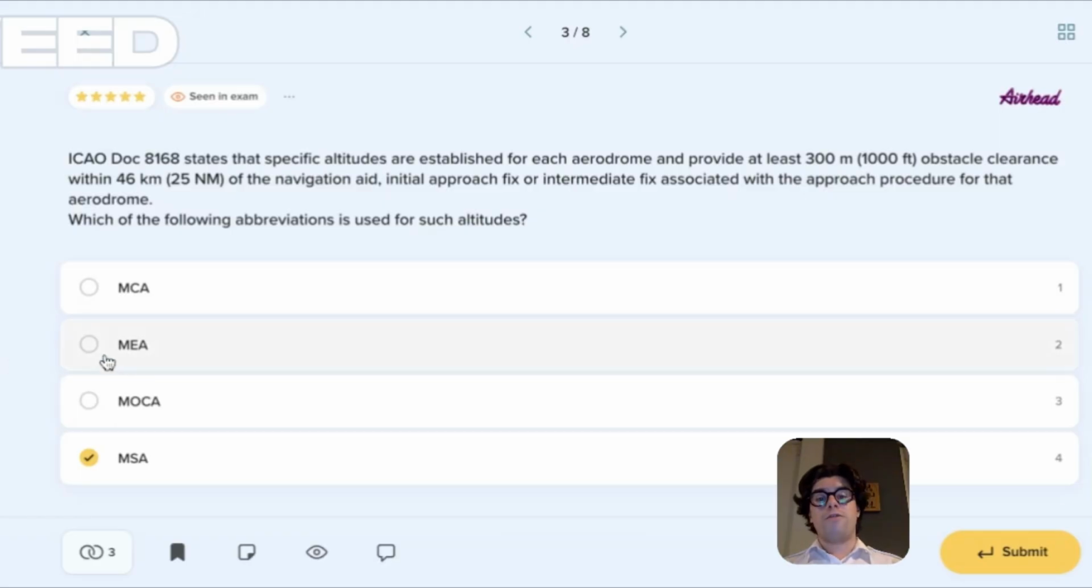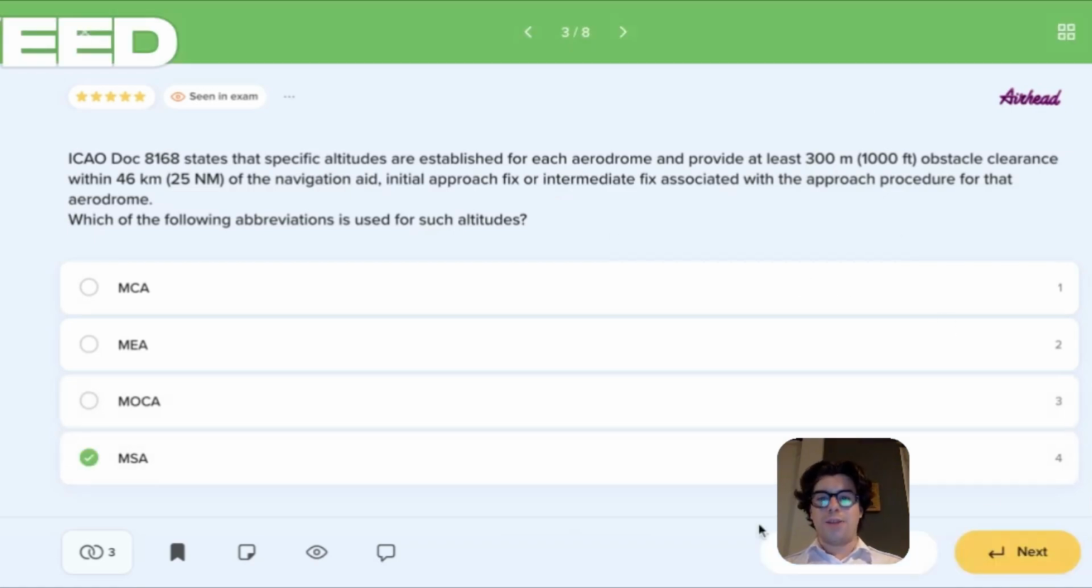So MEA, of course, gives you radio reception across the track. So these are slightly higher and also ensures obstacle clearance. And the minimum obstacle clearance altitude will give you 1,000 in non-mountainous and 2,000 in mountainous areas of obstacle clearance across your track. However, you need to know all of these for the exams, so I highly encourage you to study all of the different altitudes.